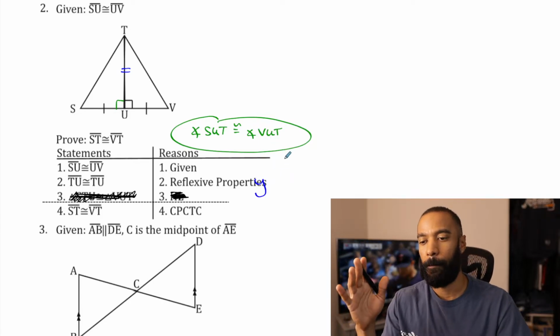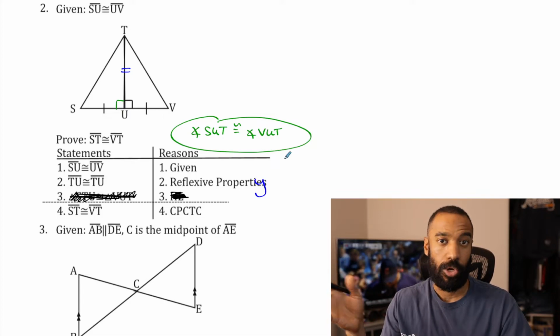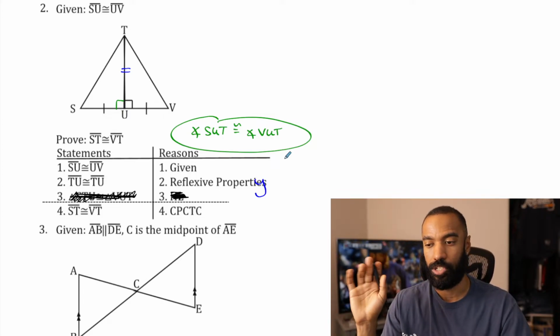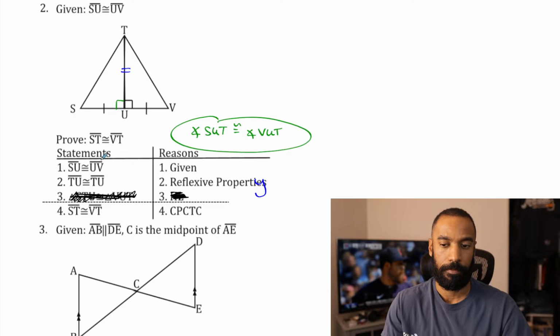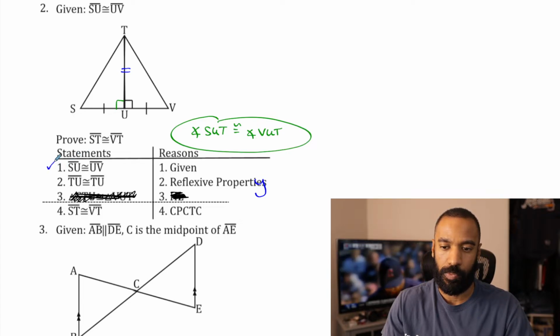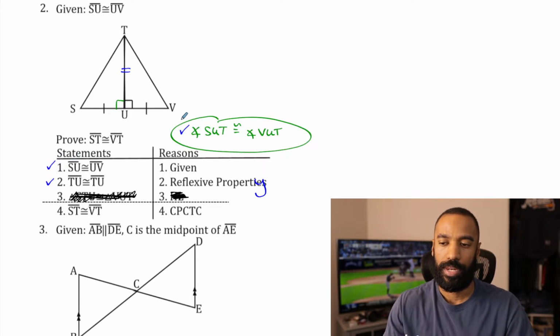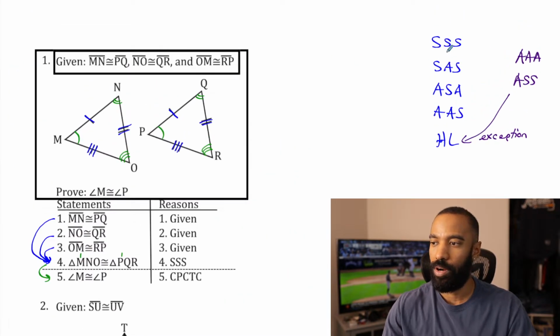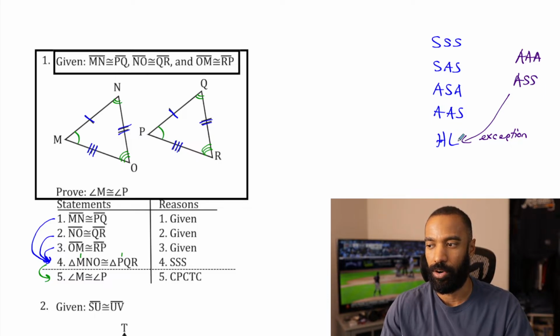It's in reference to shared sides or angles potentially, but shared sides in two different objects are congruent to itself. So TU congruent to TU right here. So what we do have to now do, assuming that you had this one and this one, we now have enough information to say that these two triangles are congruent to each other. Which one of these does it fit? Side, side, side, side, angle, angle, side, or HL?